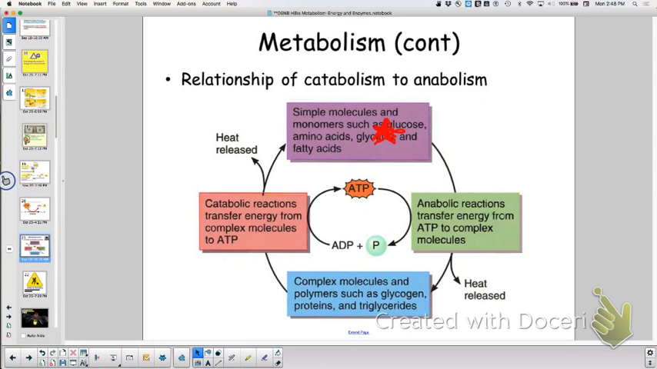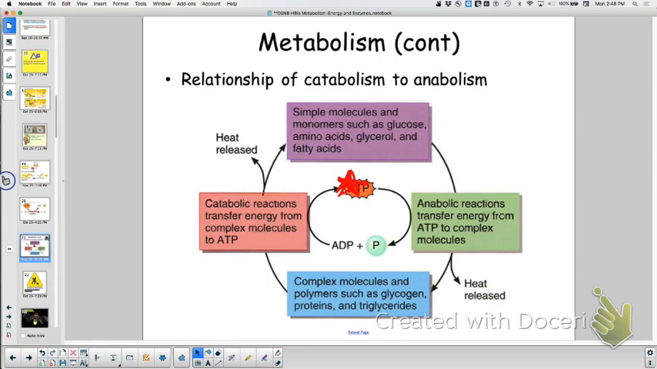molecule. Once you have a more complex molecule, like a bagel, you can break that down through catabolic reactions and use that energy to build ATP. So this is cyclical, right? This is why we constantly eat food, so we can break down the food molecules and use that energy in the bonds to make ATP. Then once I have the energy currency that works, I can use that ATP and spend it however I need to in my cell.